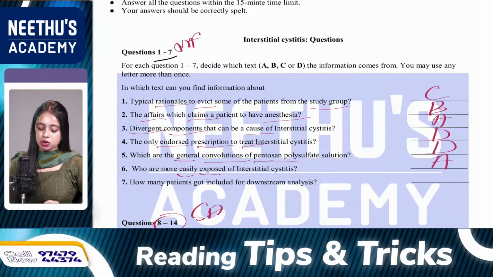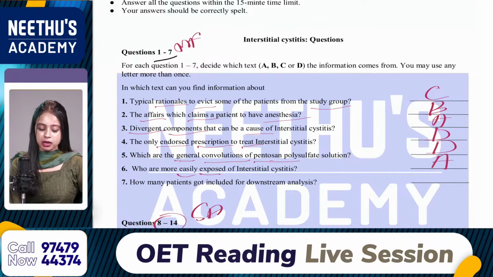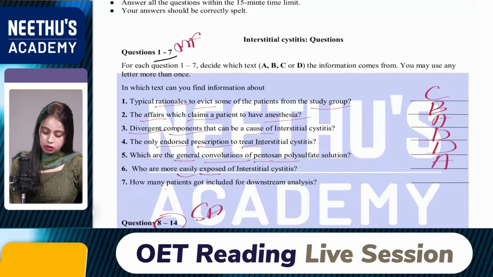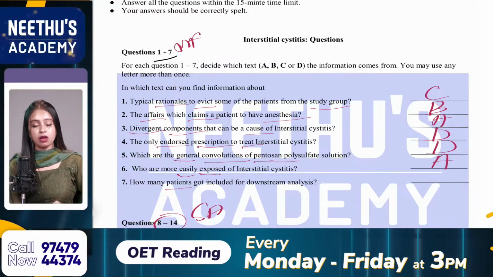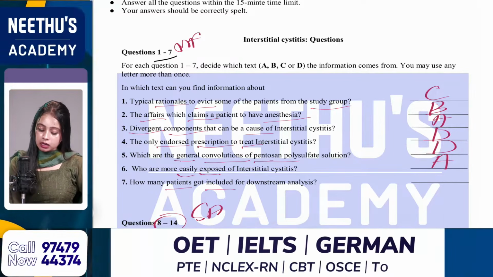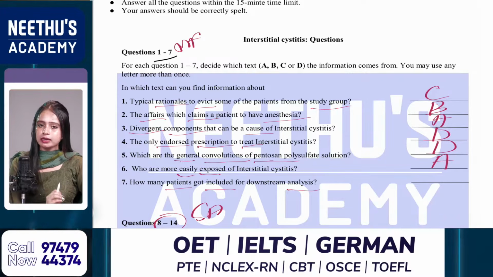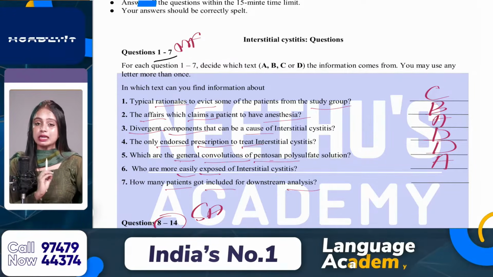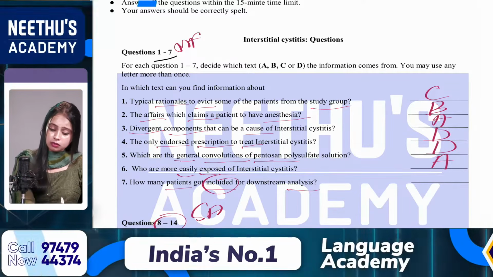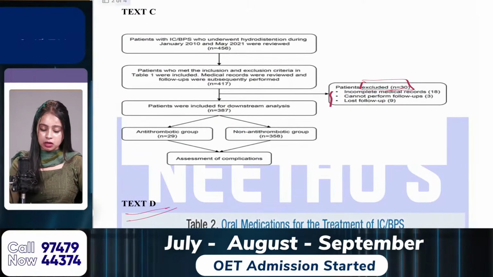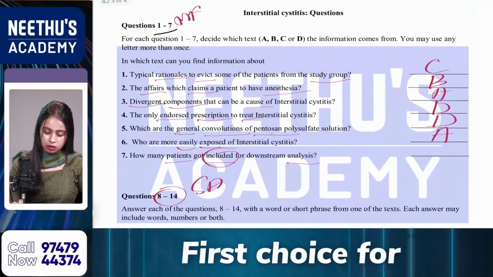Then the seventh one. How many patients got included for downstream analysis? So my keywords: patients, included, analysis. What is the correct answer here? Patients included. So the inclusion and exclusion of patients in the study group is mentioned in text C. So the answer should be C.